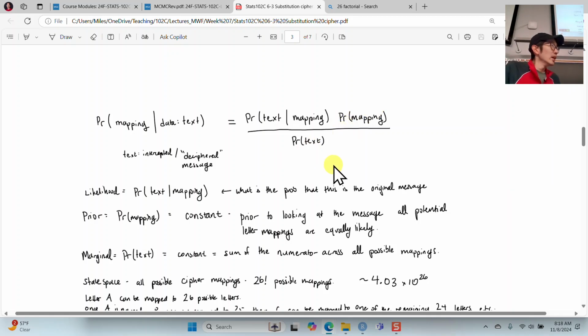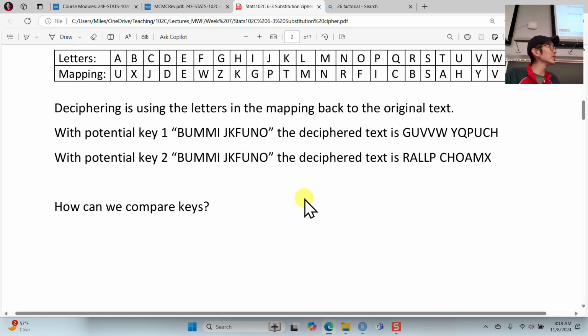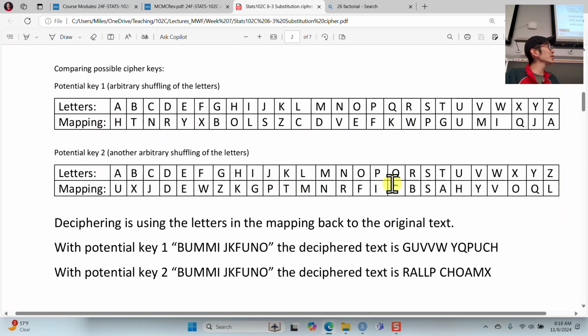Now, the prior probability is the probability of the mapping. As far as we have it now, we're just going to leave it as a constant. Prior to looking at the data, do you have any reason to believe one particular encoding key or ciphering key is more likely than another? Right now our answer is no. Of the 26 factorial possible coding keys that we have, I don't have any reason to believe that one is more likely than another.